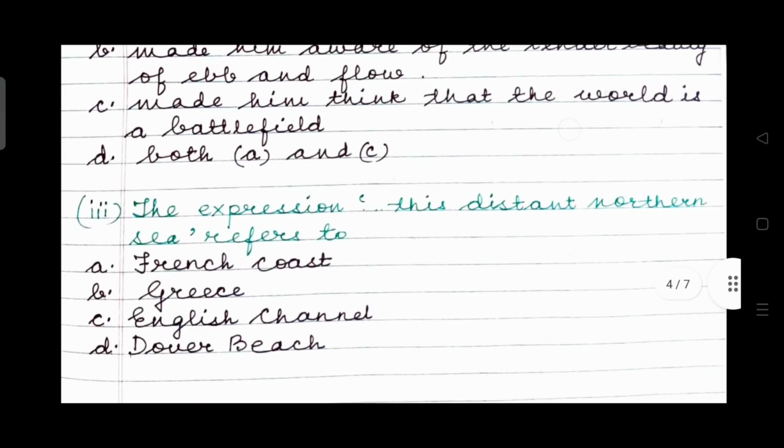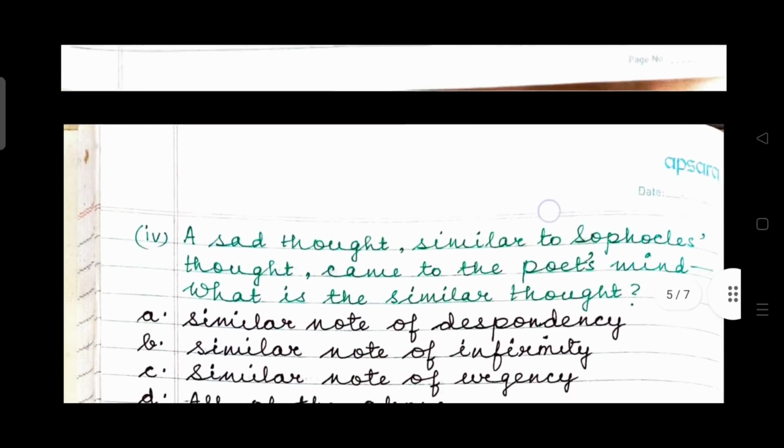Next, the expression this distant northern sea refers to French coast, Greece, English Channel, or Dover Beach. The right answer is English Channel. Option C. Question 4 now.